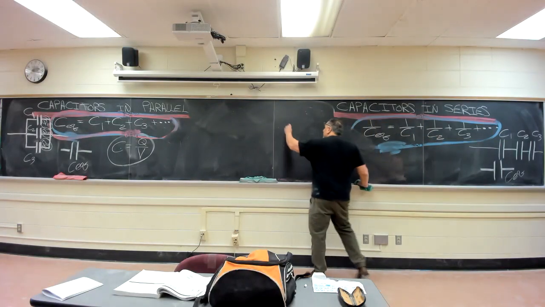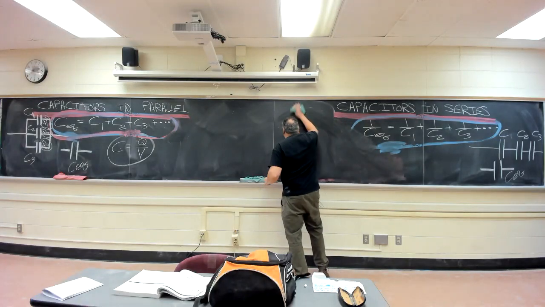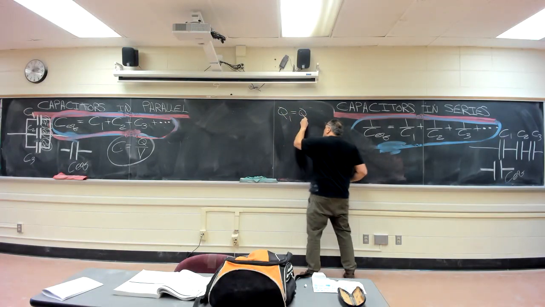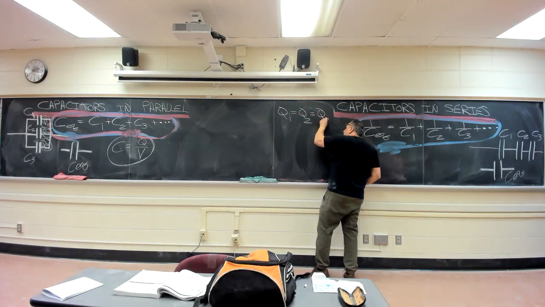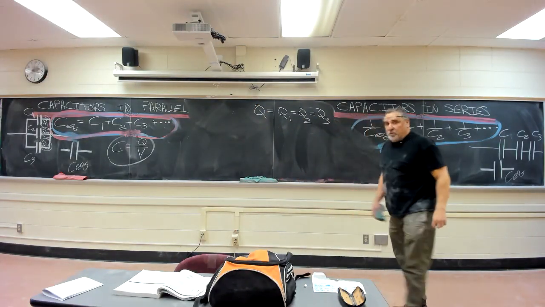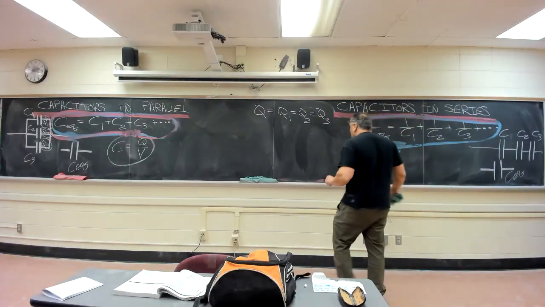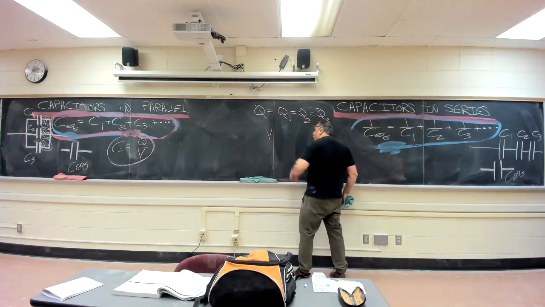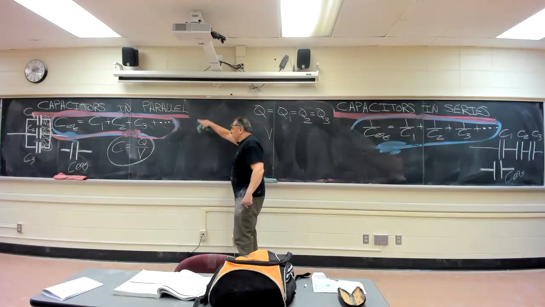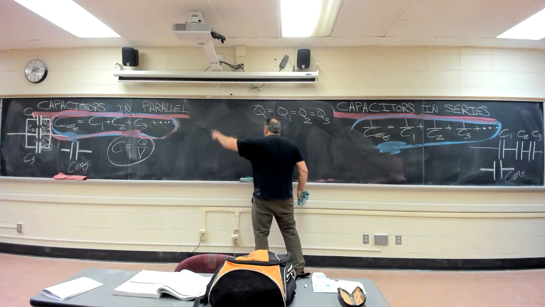When they're in series, Q1 equals Q2 equals Q3. Yeah, you don't get more, you don't get less. When they're in series, the charges are equal. However, the voltages are different. Here the voltages add up. Before, the voltages were equal, but you had to add the charges when they were in parallel.